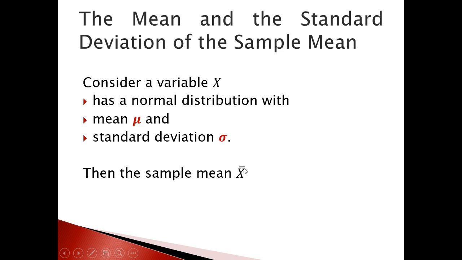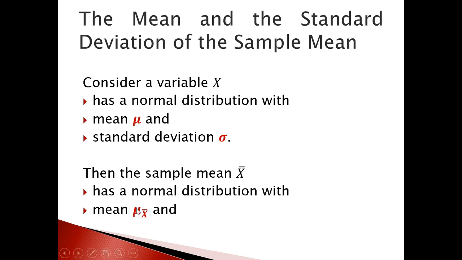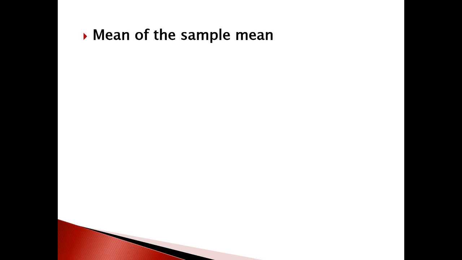In principle, this x bar also has a normal distribution with a different mean. Here the mean of x bar, that's why it is mu x bar, and a different standard deviation, which is the standard deviation of x bar, that is why it is sigma x bar. Now we are interested in finding these mu x bar and sigma x bar in this section.